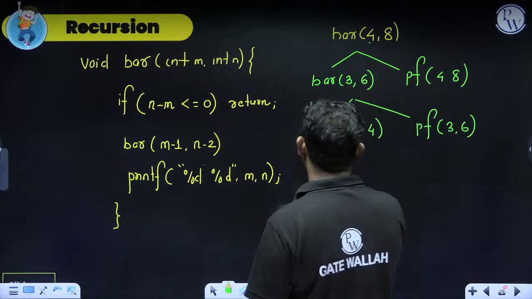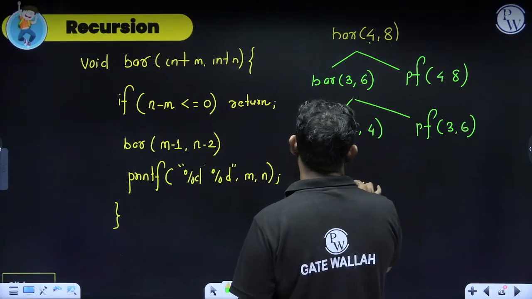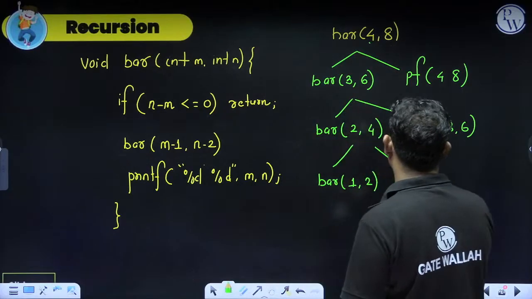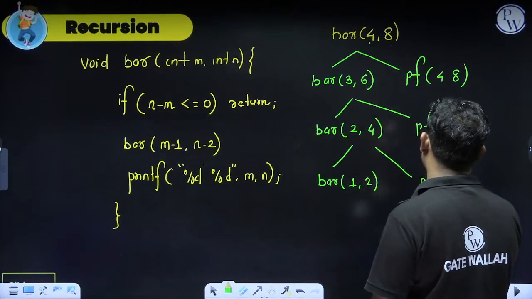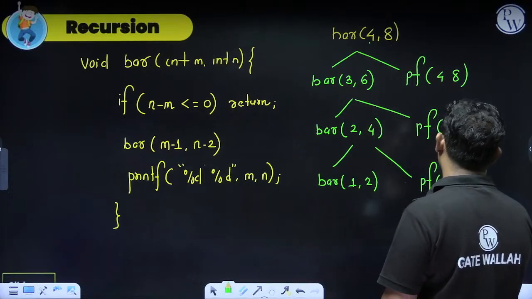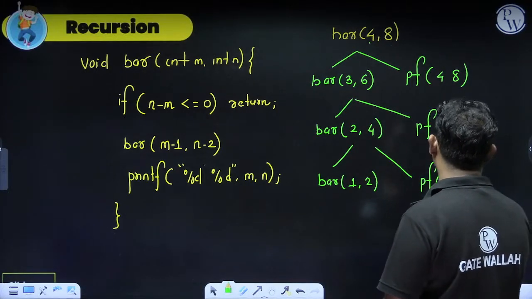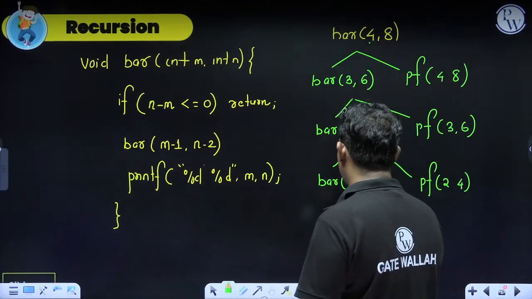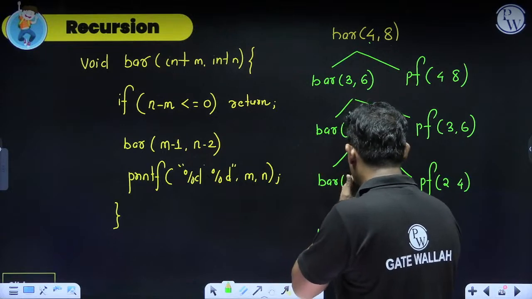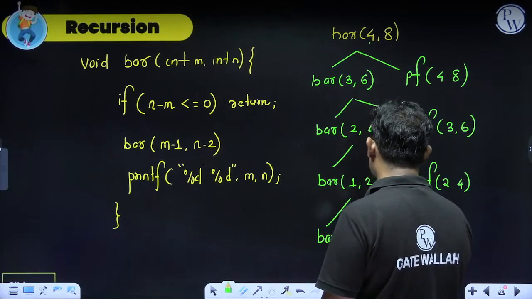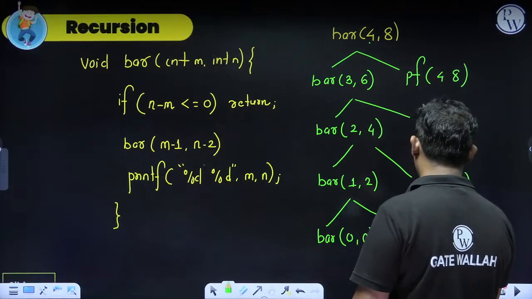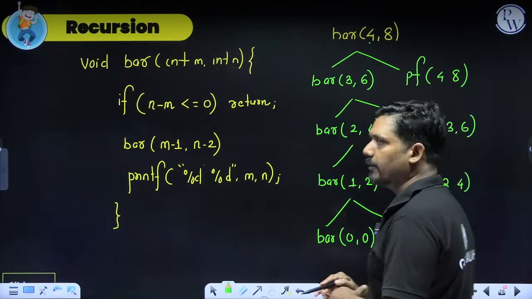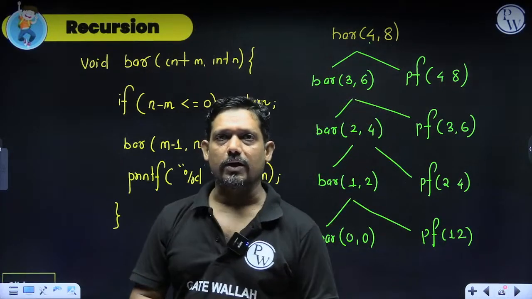The next time it will call the value bar, and it will become 1 and 2, and still 2 minus 1 is not less than or equal to 0. So again we will have a printf statement, and that will be 2 4. Now next time when you call, the bar value will be 0 and 0. And this time the printf will be 1 and 2. So this is how the tree will look like.